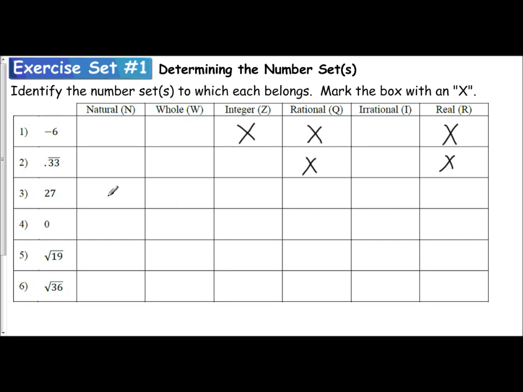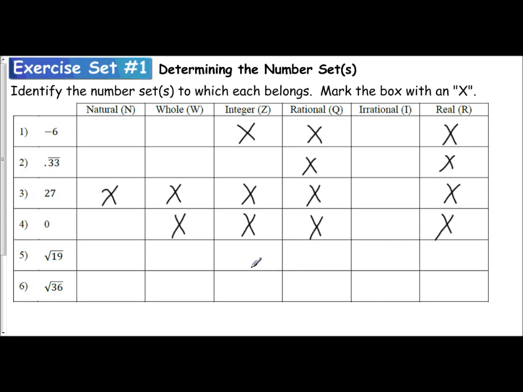27, if you were to count 1, 2, 3, 4, 5, skip all the way up, 25, 26, 27, it's a counting number. It starts with the natural number set, which means it's also a whole number and integer, and it's rational. It can't be irrational, and it's also real. So if it starts in the natural number set, it belongs to all of them except for irrational. 0 is not one of the counting numbers, but it does start at the whole number because whole numbers are 0 and then your counting numbers. So it starts in the whole, which means it's also an integer and rational and real.